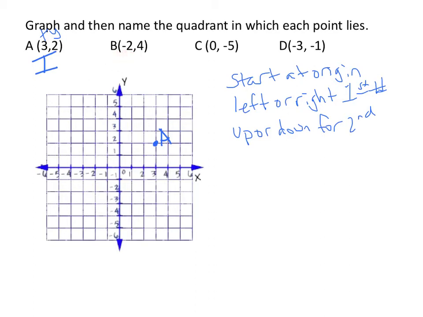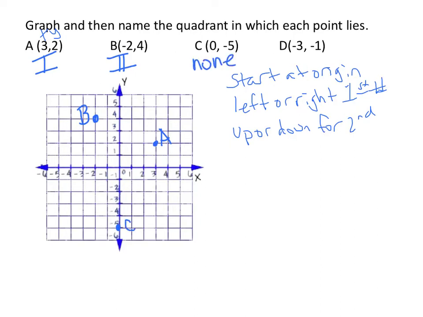Our next one is negative 2, 4, so we're going to start at the origin. Negative 2, but it's positive 4. So we're going to go ahead and draw a point there. That is point B, and it is in quadrant 2. Our next point is 0, negative 5. So that means we're not going to move left or right, we're just going to go down 5. That's going to be point C, and this is none.